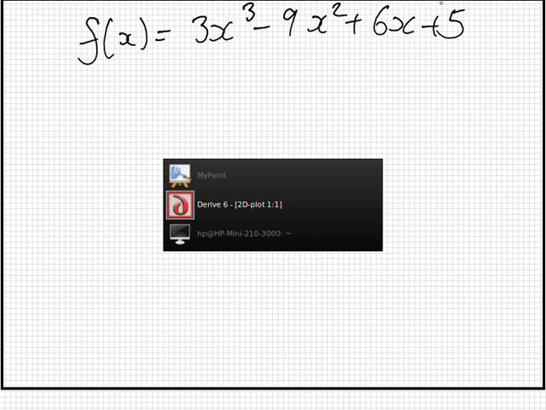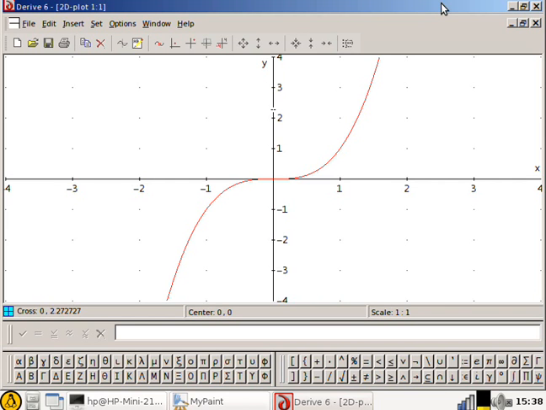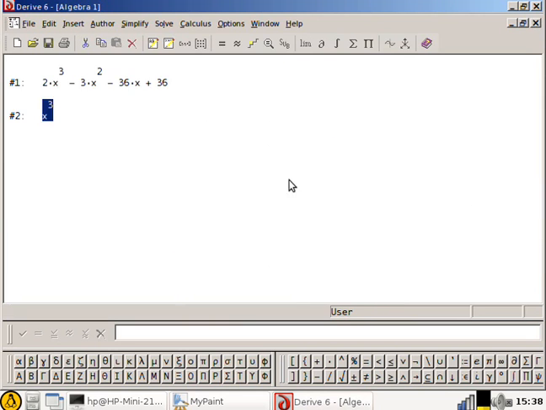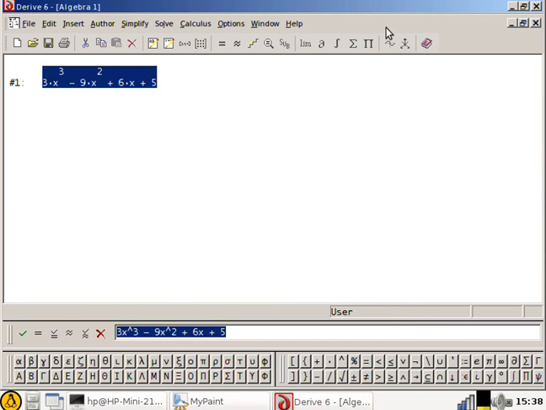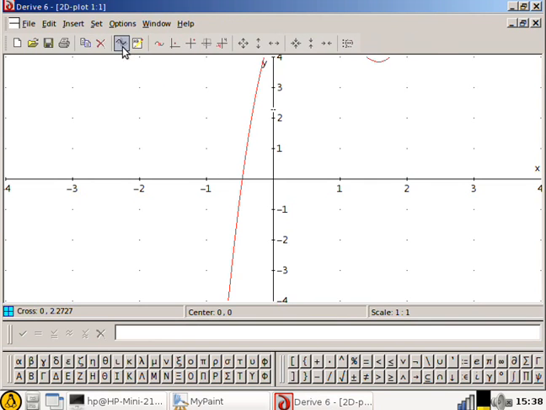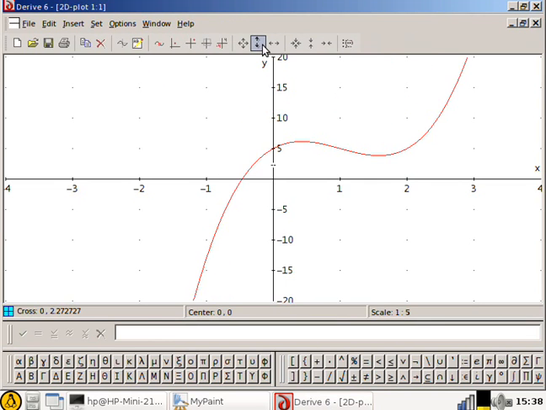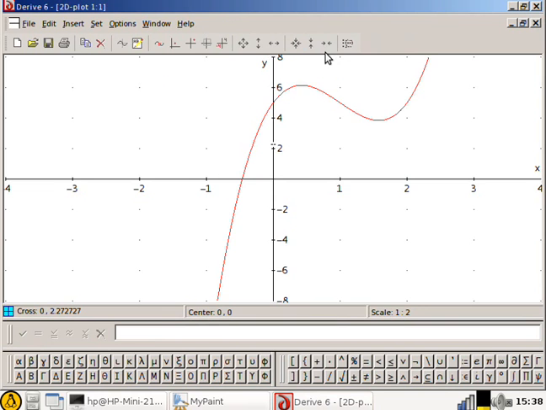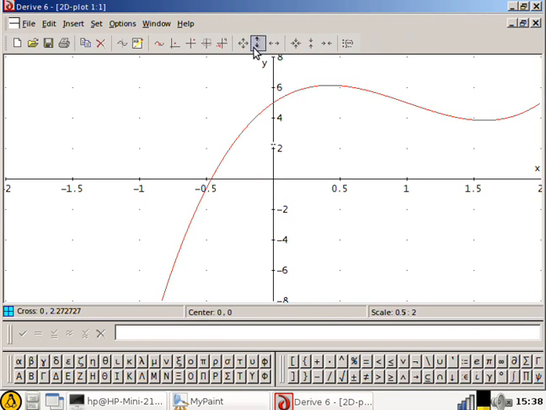All right, so let's have a look at this. Guys, come on. So it's number 3, I'm going to graph it first. So we have 3x cubed minus 9x squared plus 6x plus 5. All right, here's the graph. A little too far, and a little too much.